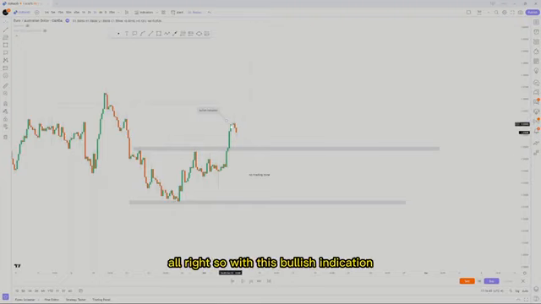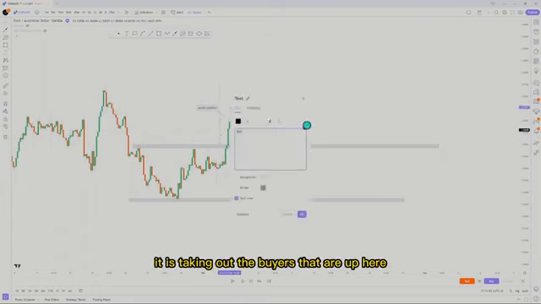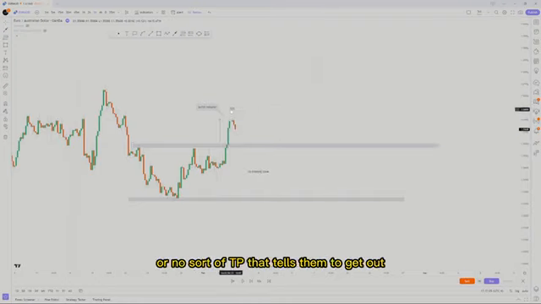All right, so with this bullish indication will come a correction, because this is only telling us how far price is coming up. Most of the time, indications are price grabbing either buy side liquidity or sell side liquidity. In this case, it'll be taking out all the buyers and early sellers back down into this area. But right now, it is taking out the buyers up here, getting in off of the breakout with no expectations or TP that tells them to get out.